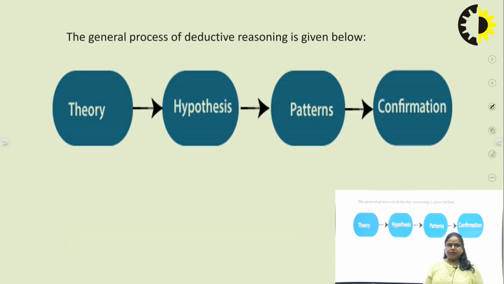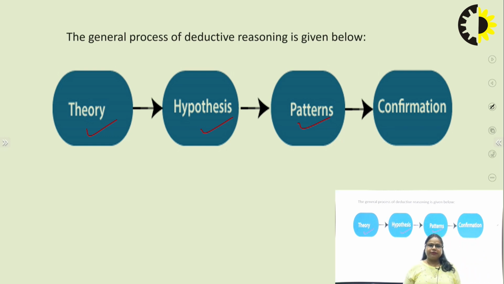Next, what is the general process of doing deductive reasoning? In that case, first of all, we check the theory. Whatever theory is given to us, on the basis of the given theory, we have to think hypothetically. We have to generate the hypothesis: whatever the situation is, how we have to act, and what all the possible circumstances can be. Then on the basis of the hypothesis, we have to generate the patterns.